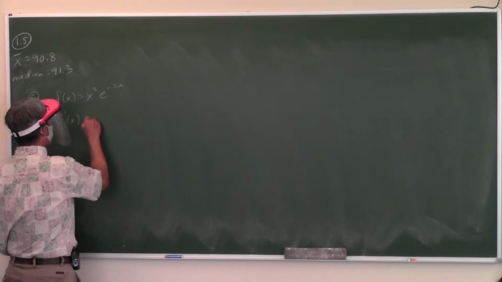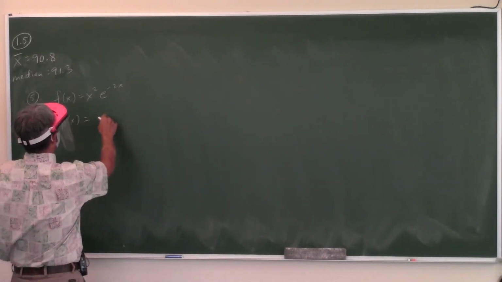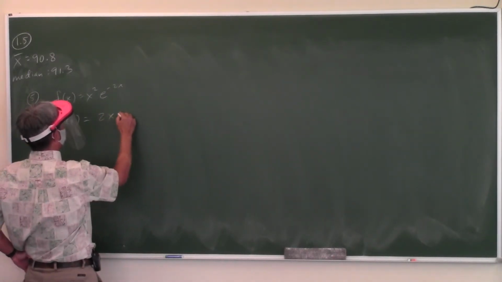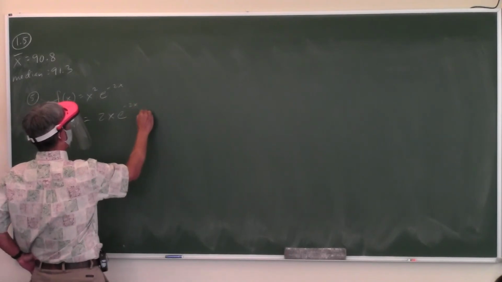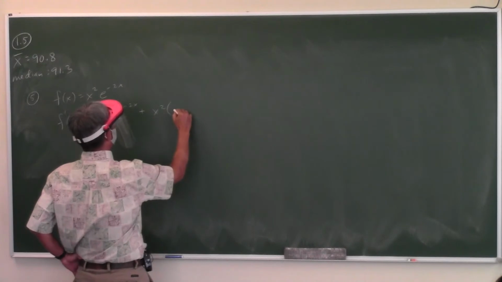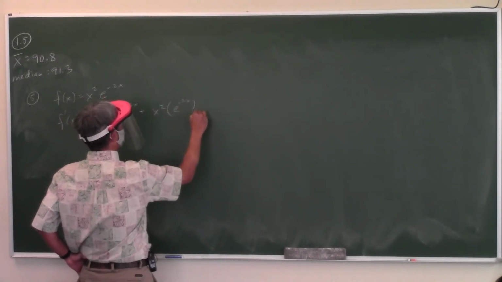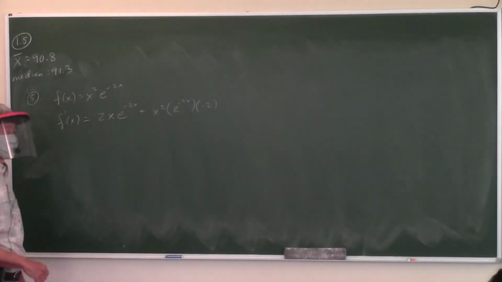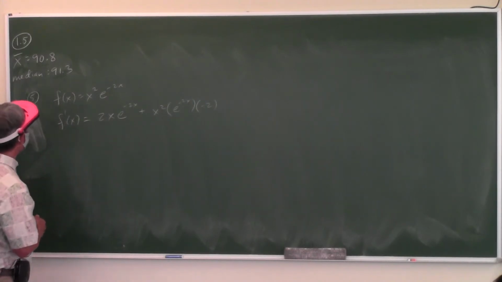Alrighty then. First derivative, Henry. 2x times e to the negative 2x plus x squared times e to the negative 2x times negative 2. See, you guys get the derivative, so don't worry about that. Okay, so we used the product rule perfectly.